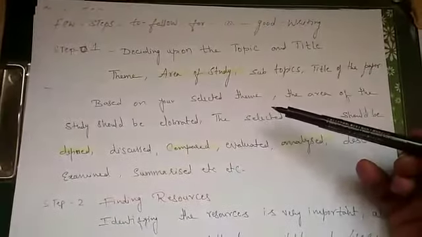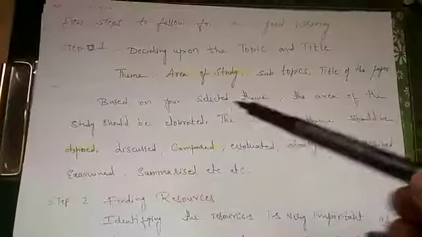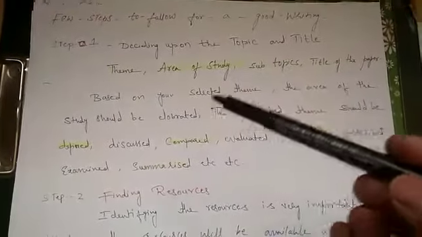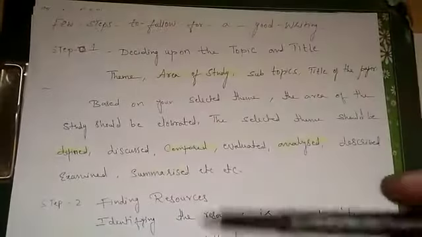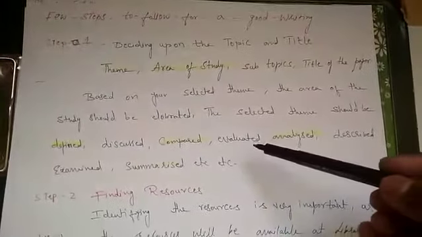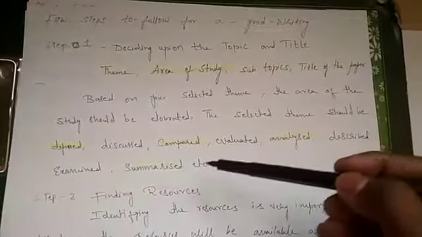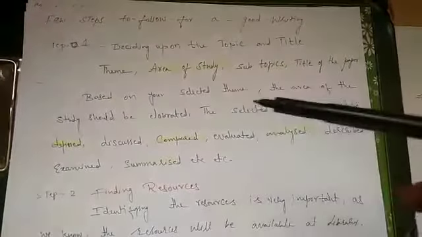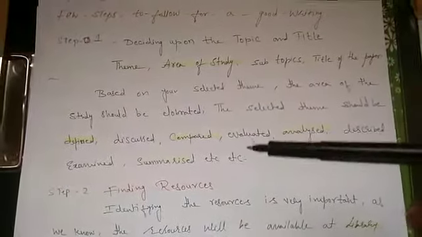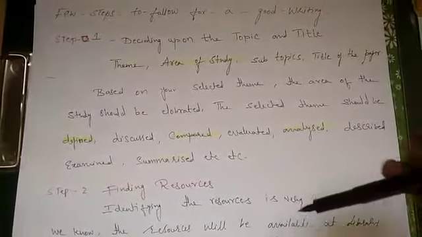Based on your selected theme, the area of the study should be elaborated. Elaborated means you have to give a lot of information on the topic you are working on. The selected theme should be defined, discussed, compared, evaluated, analyzed, described, examined, summarized, etc. It means topic and title play a very vital role, and how you are going to work on that is very important. Next step is finding resources.